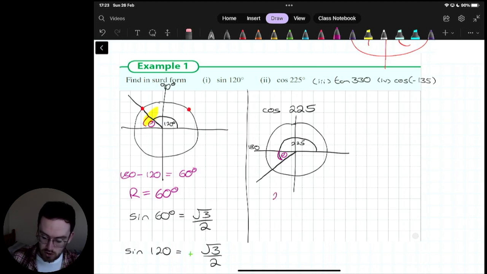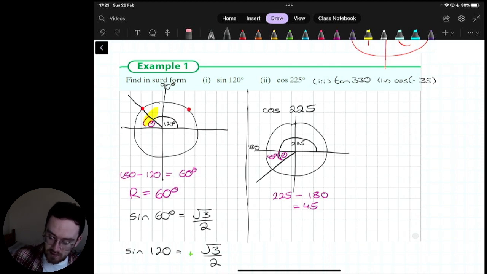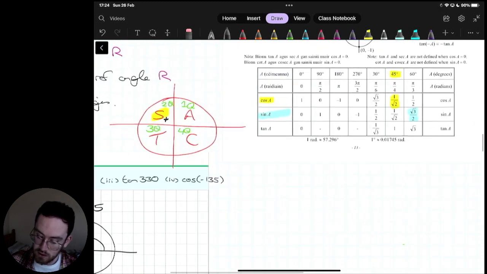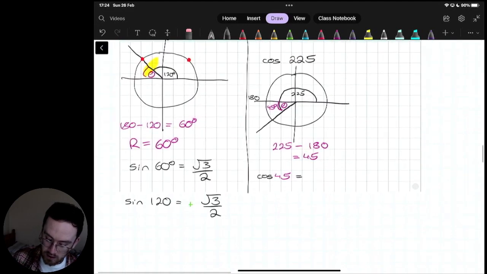So if I'm going 225 altogether, I'm going to take away 180, and that's going to give me 45 degrees. So this angle here is an angle of 45 degrees. Because if we've gone 225, we just wanted to see how much more than 180 that was. Then we're getting cosine of 45, so cosine of my reference angle. Let me keep it in the purple colour. Cosine of 45. And looking at my log tables again for that one, cosine 45 is 1 over root 2.